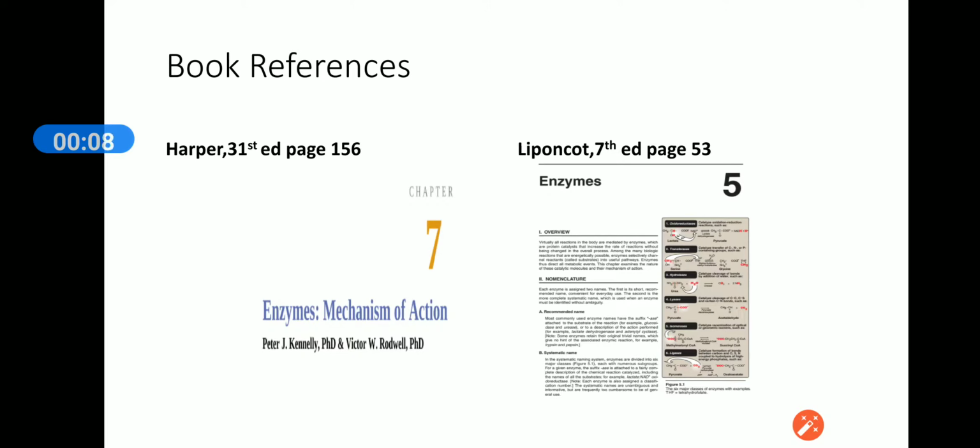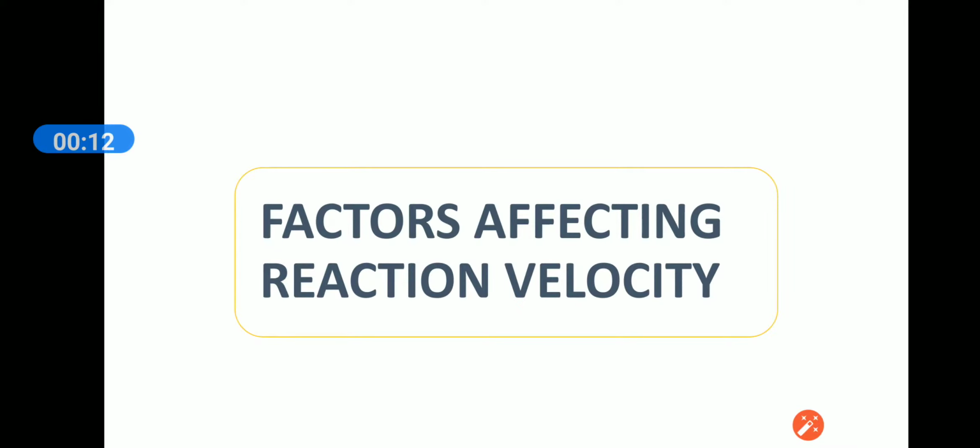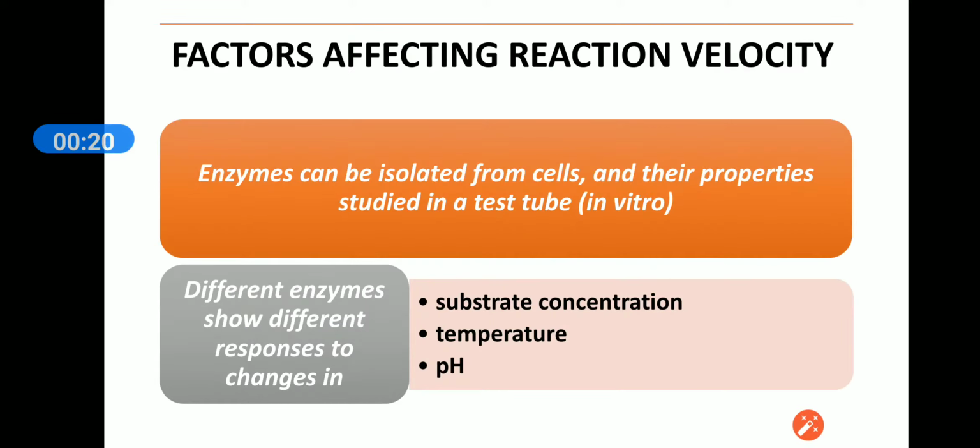We are discussing enzymes and book resources are as follows. Dear student, we will discuss the factors affecting reaction velocity. As we know, we are dealing with biochemistry, and biochemistry is the chemistry of life. In anatomy, we can see things in gross anatomy or in a dissection hall, but in our subject, our laboratories are our dissection hall.